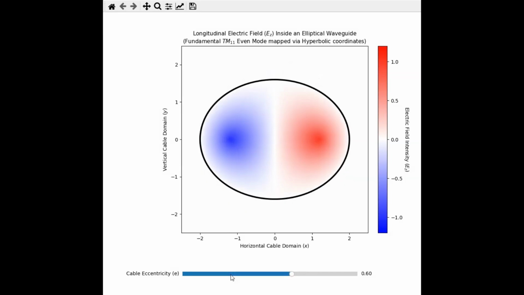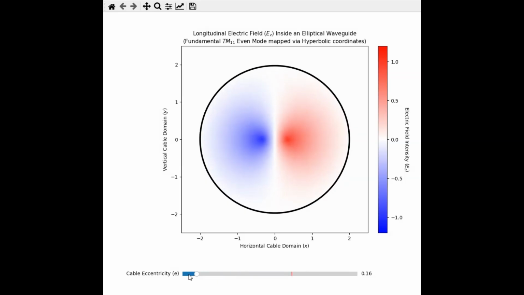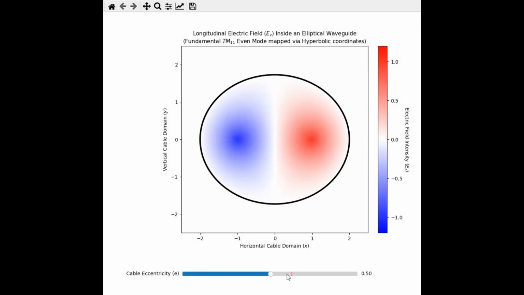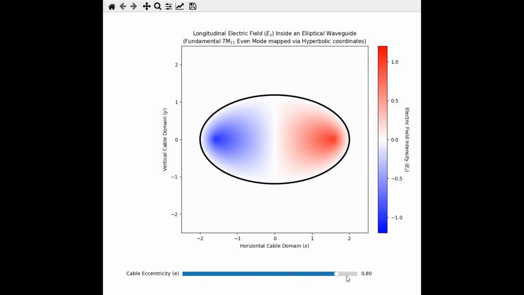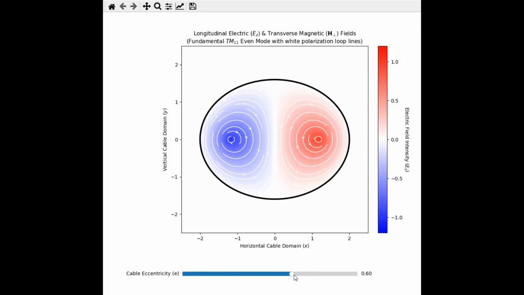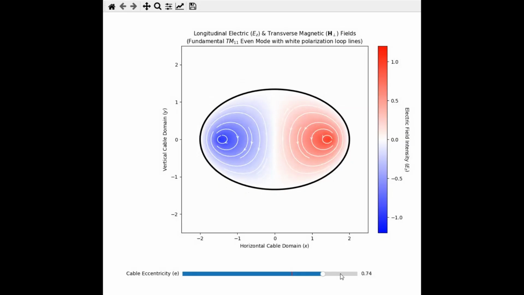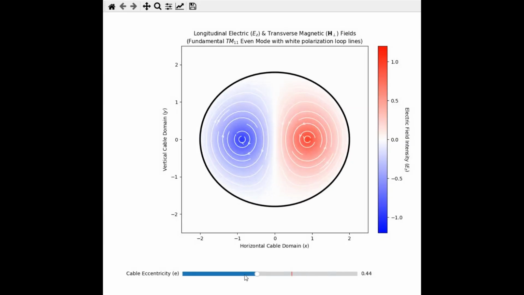Simulations of these fields demonstrate that as the waveguide's eccentricity is adjusted, the longitudinal electric fields and their associated closed magnetic loops conform dynamically to the shape of the pipe, ensuring that magnetic tracks remain tangent to the boundary wall without breaking field continuity.